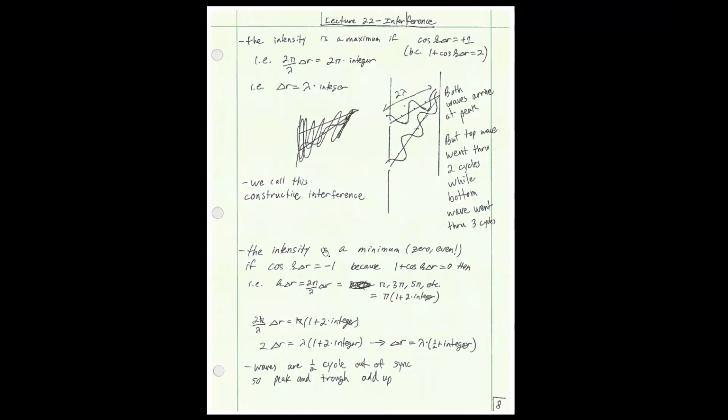Conversely, if the intensity is a minimum, even 0, then cosine of k delta R is -1. So k delta R, or 2 pi delta R over lambda, could be pi, or 3 pi, or 5 pi, etc., or pi times 1 plus 2 times an integer. So if we do the algebra, we're going to get that 2 delta R is the wavelength times 1 plus 2 times an integer, or delta R is the wavelength times 1/2 plus an integer. So the waves are 1/2 of a cycle out of sync. One of them's at its peak and the other one's at its trough, and they cancel out.